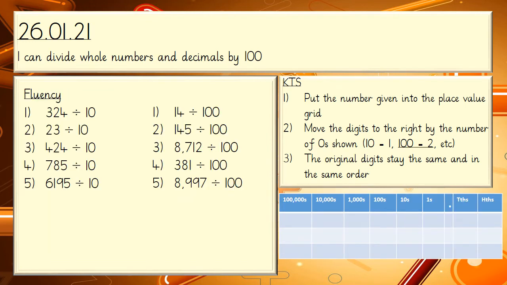Now let's have a look at the fluency. Remember, if you're dividing by 10, because there's only one 0, you're only going to move the digits 1 place to the right. Whereas if you're dividing by 100, there are 2 zeros, and so you need to move the digits by 2 places. Pause the video here whilst you solve the fluency questions given to you.